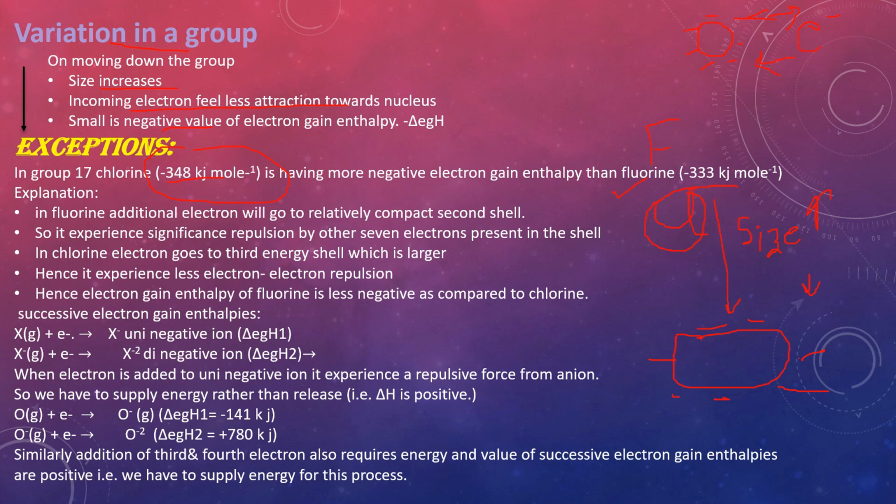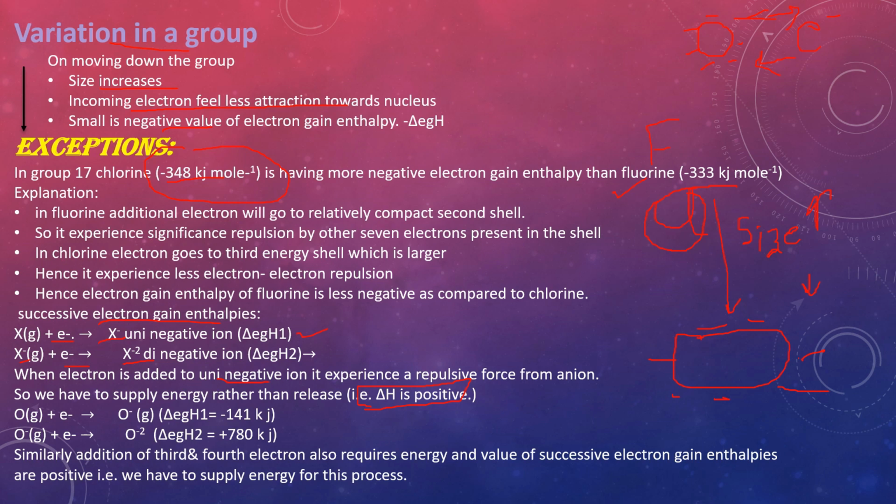Now the next topic is successive electron gain enthalpies. When one electron is added to an isolated gaseous atom, it is converted into a uninegative ion, and the energy change is called first electron gain enthalpy, that is delta EgH1. When a uninegative ion accepts one electron, it is converted into a dinegative ion, and the energy change is called second electron gain enthalpy, or delta EgH2, and similarly delta EgH3 and so on. Whenever an electron is added to a uninegative ion, the second electron gain enthalpy is always positive. Remember this. Now what is the reason for this?